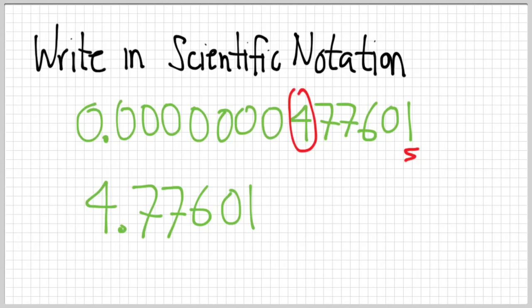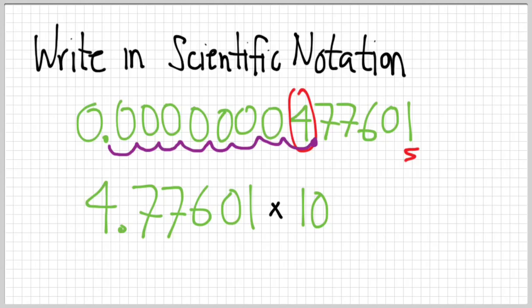And then we get our times 10. And we need to put a power here. So again, we ask ourselves, how many places did we move the decimal point? All right. Well, it started off here, and it moved all the way to after the 4. Right. So 1, 2, 3, 4, 5, 6, 7, and 8.